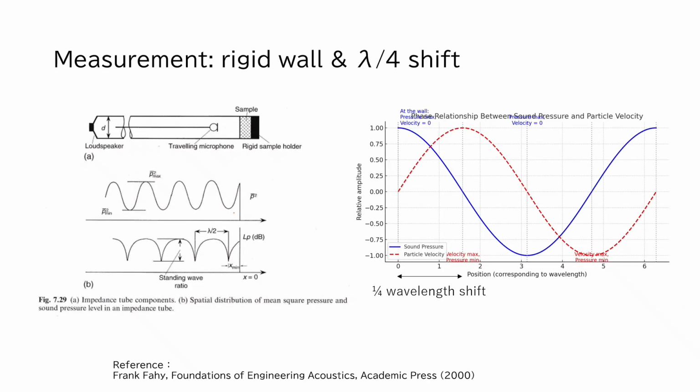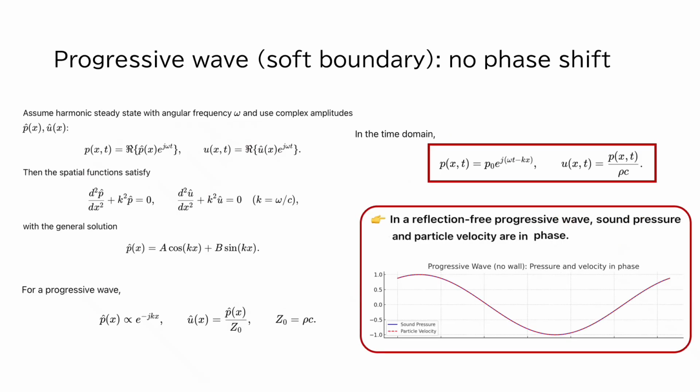These measurements show that pressure and particle velocity distributions follow theory. Note the 1/4 wavelength offset between the red curve, which shows velocity, and the blue curve, which shows pressure. This underpins absorber placement. Next, let's consider progressive waves, meaning soft boundary conditions.